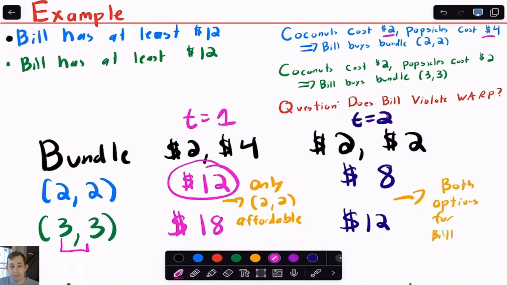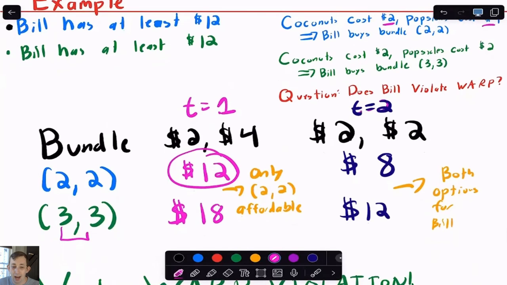And now we can do the same thing on day two. So on day two, when the prices are each $2, if Bill would have bought the bundle 2-2, that would have cost him $8. To buy the bundle 3-3 would cost him $12. So notice that both 2-2 and 3-3 are affordable to Bill on day two. But of course, both bundles were not affordable to Bill on day one.